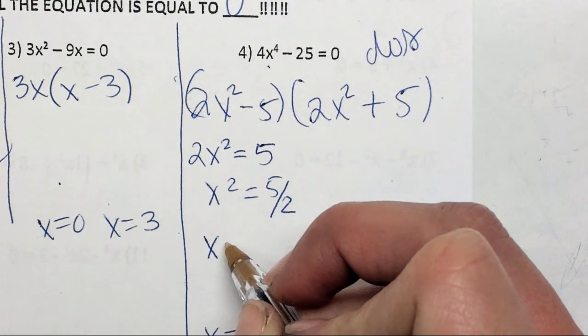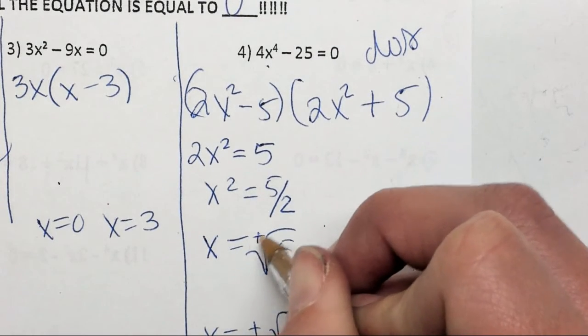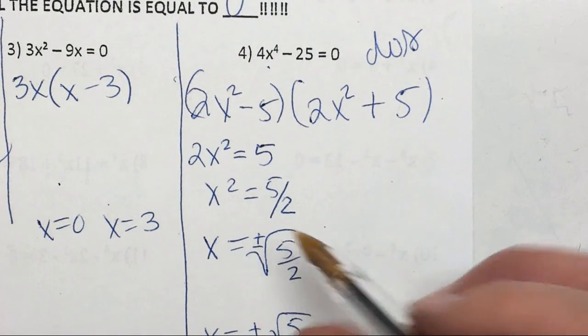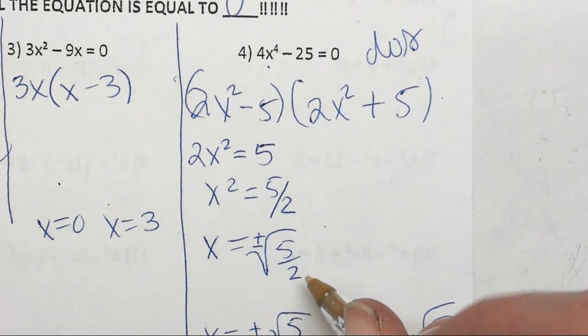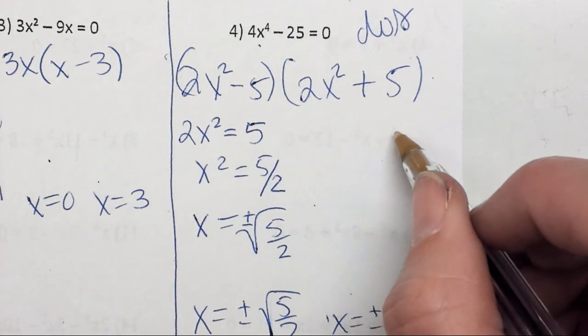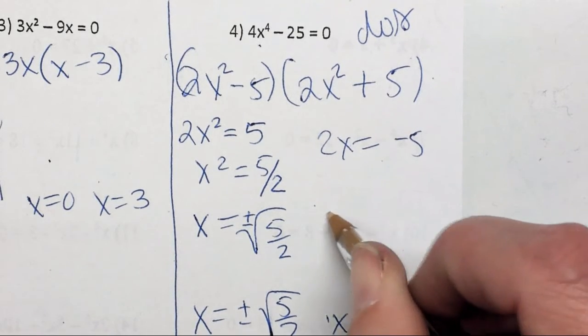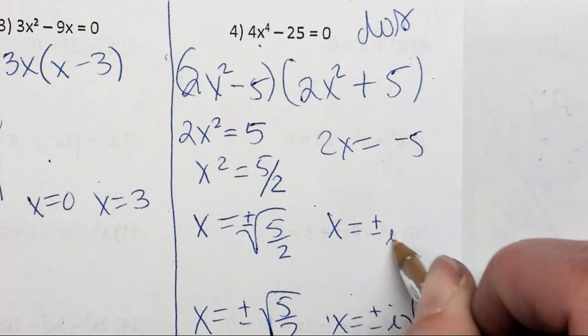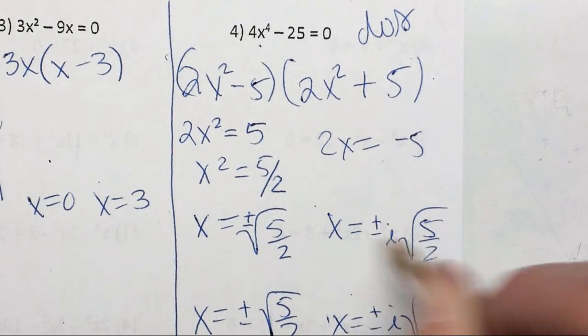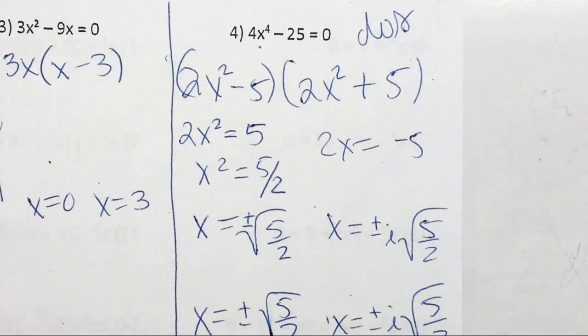Square root both sides. We don't know the square root of this one, so you can leave it 5 over 2, but you need plus or minus. That's how many answers? 2. This one's the same thing, except it's going to be a negative 5 over here. So when you take the square root, you'll have a plus or minus on the outside. How many answers are here? All together there's 4, and that's our degree. See how it adds up?